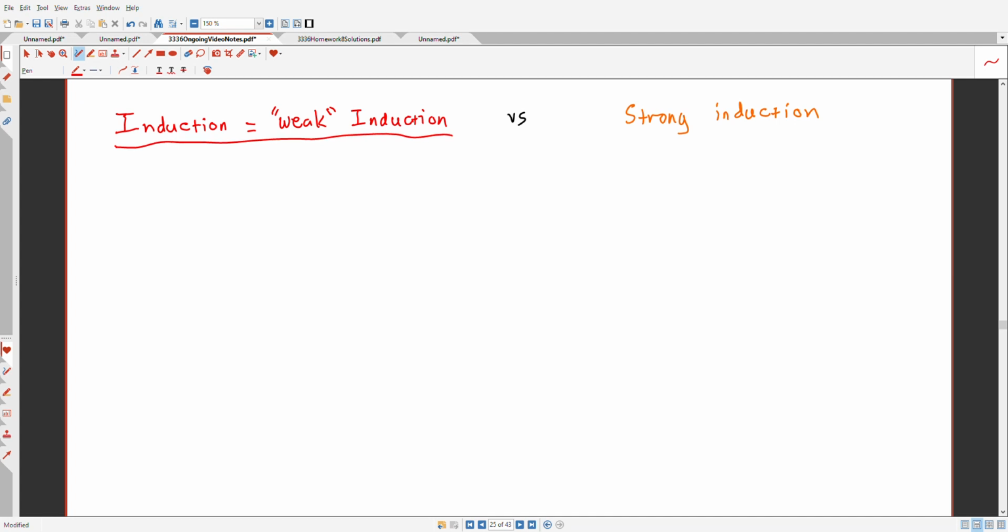So regular, or quote-unquote weak induction, is used to prove infinitely many statements. We were calling them P of n, and that was maybe for all n in the naturals, or at the very least for all n at a certain starting point in the naturals, and beyond that starting point. Strong induction is identical here. Strong induction is also used to prove infinitely many statements, maybe for all natural numbers, or at least for all natural numbers at and beyond a starting point.